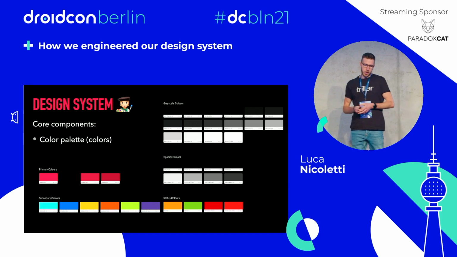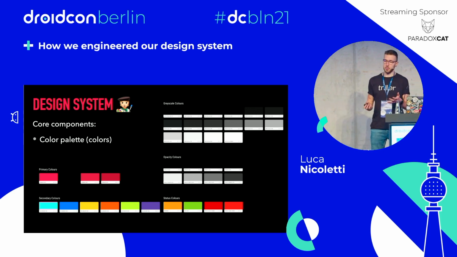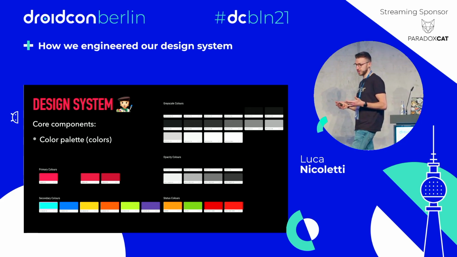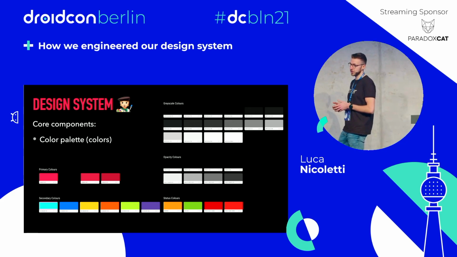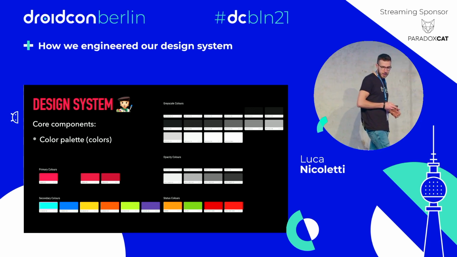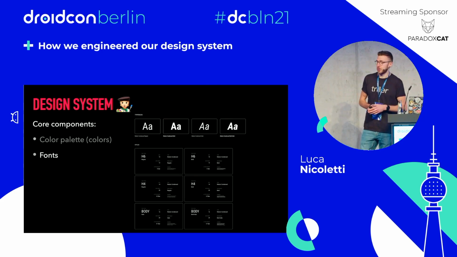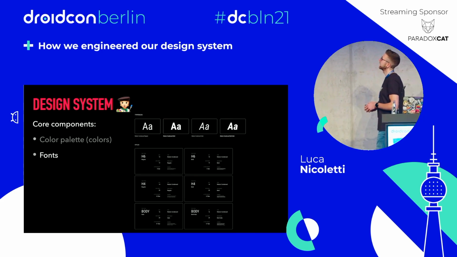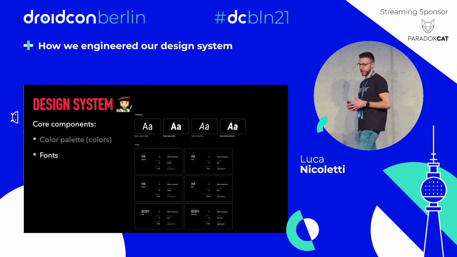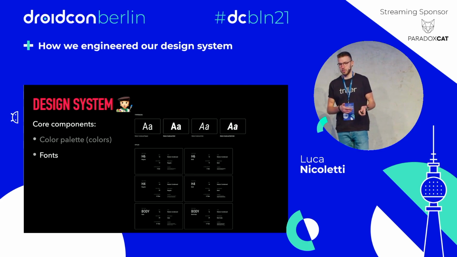So one core component of a design system is the color palette. So the definition of all the colors that a design system and all the products of an application will use in a proper way. Another thing is typefaces, so fonts, sizes, and all the collection. Those two all together create the branding of the product and company as well.